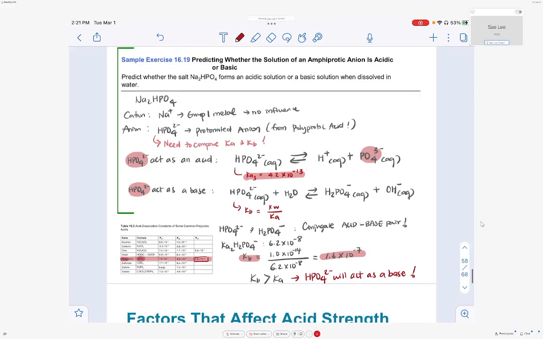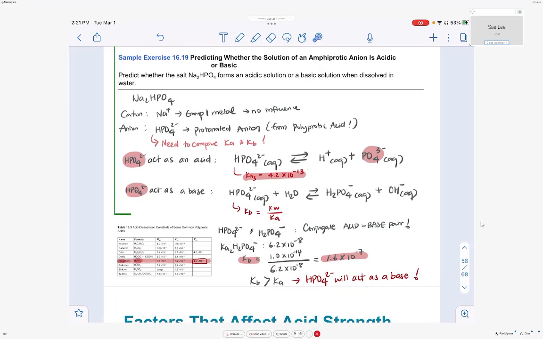Okay, so predict whether this salt acts as a base or acid in aqueous solution, right? This salt is going to act as a base. Why? Because it contains anions that act as a base.